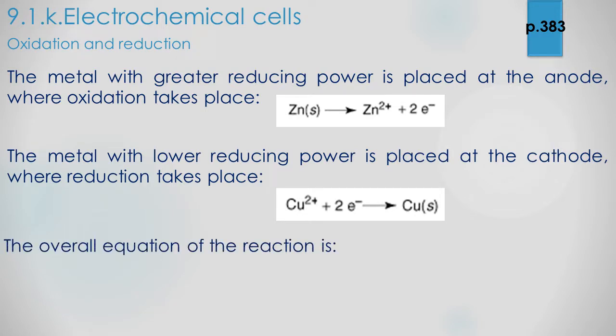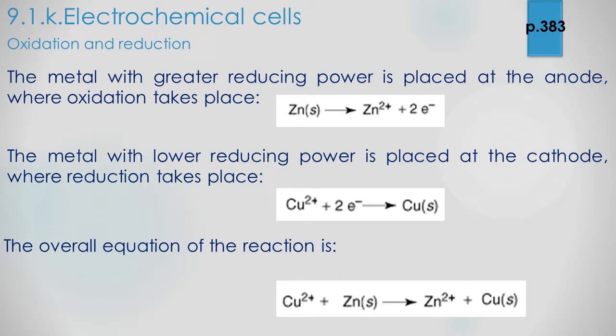The overall equation, as you can see, the number of electrons is balanced in the half reactions. 2 electrons are lost in oxidation, 2 electrons are gained in reduction. So you just have to cancel them out and add the reactants and the products. So Cu2+ with zinc forms Zn2+ with Cu. That's the total or overall reaction that is taking place in this electrochemical cell.